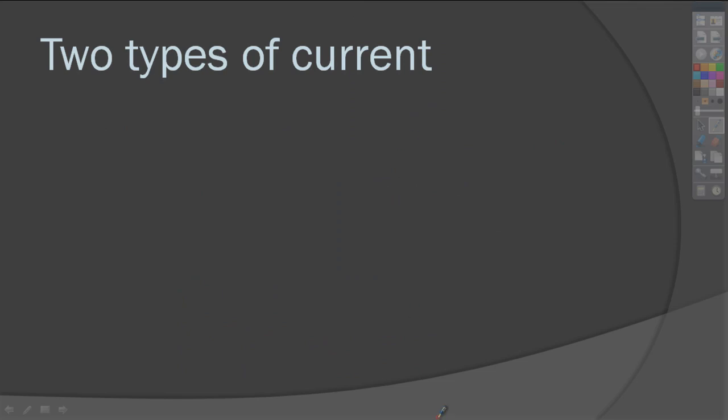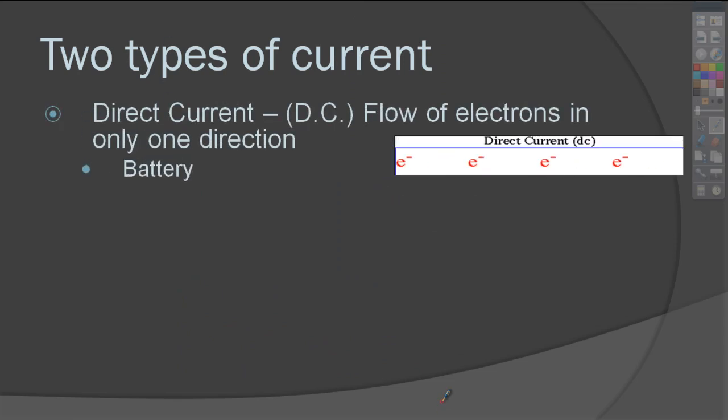There are two types of currents. We have direct current, DC, the flow of electrons only in one direction. Batteries are good examples of things that produce direct currents. You see the electrons only go in one direction. It's always going this way.